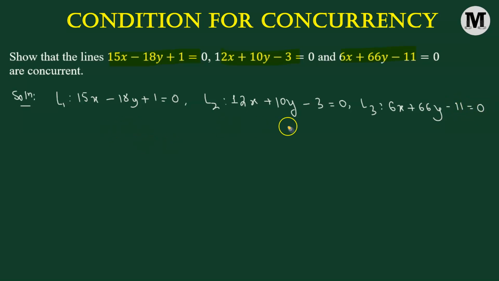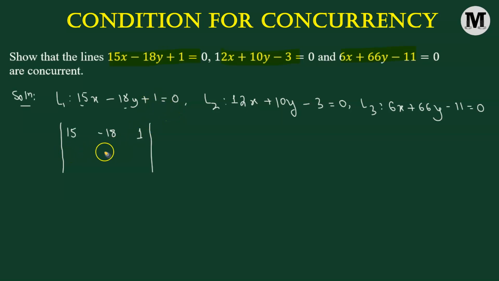Now, in order to show that these three lines are concurrent, we are going to form a determinant. And this is going to be a 3 by 3 determinant. The first row is going to contain the coefficients of the line L1. So we'll start with the coefficient of x, that's 15, in the first column. Then in the second column, the coefficient of y, that's negative 18. And then the constant term, that's 1.